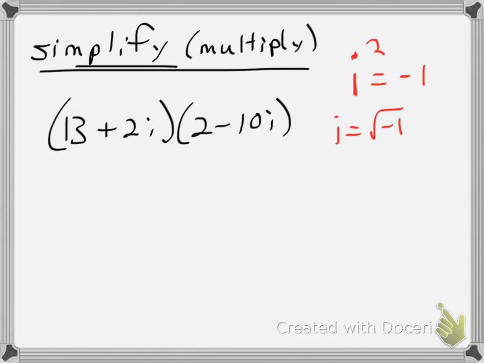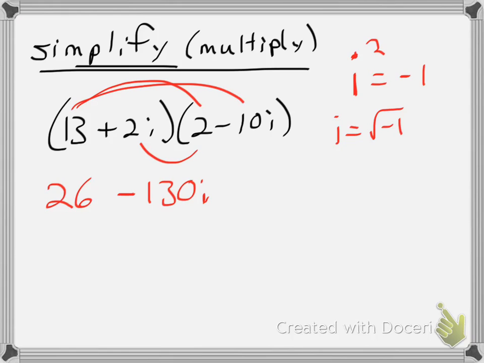Now in my example here, I'm going to simplify by foiling. First, outer, inner, last. So first I'll do 13 times 2 to give me 26. Now 13 times negative 10i to give me a negative 130i. 2i times 2 to give me a plus 4i. And then finally, 2i times negative 10i to give me a negative 20i squared.